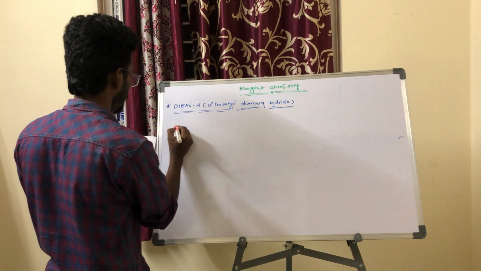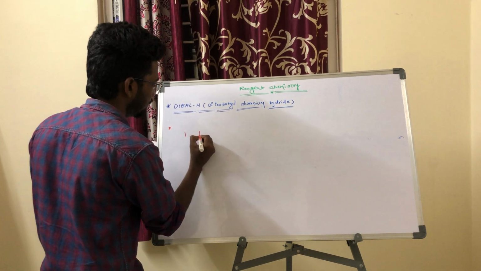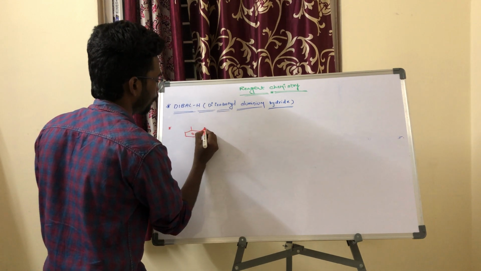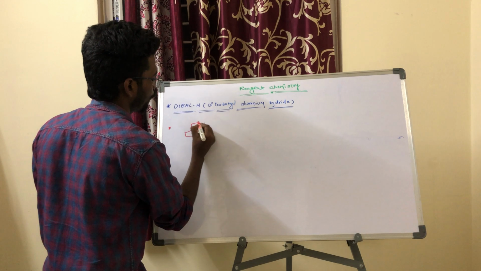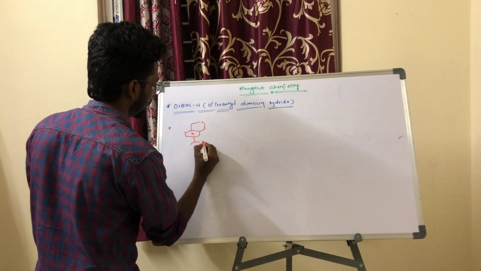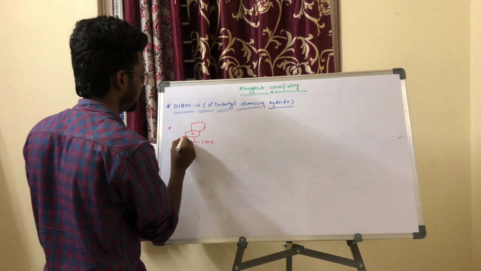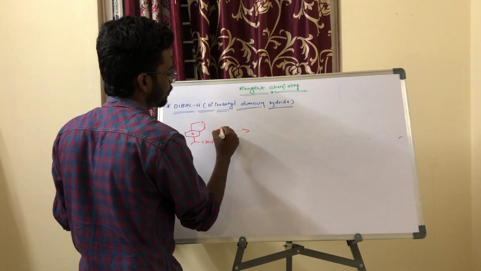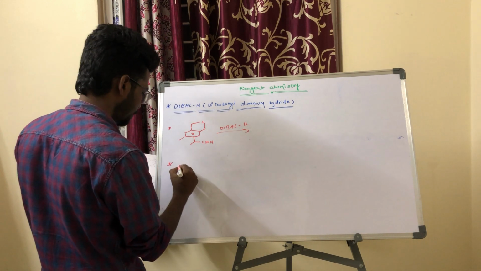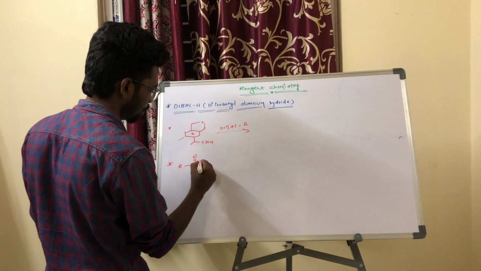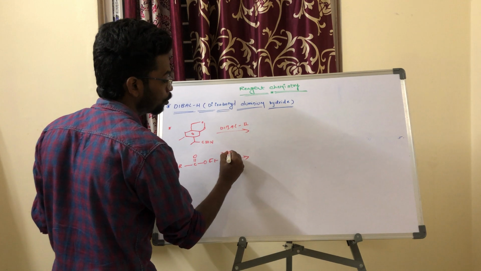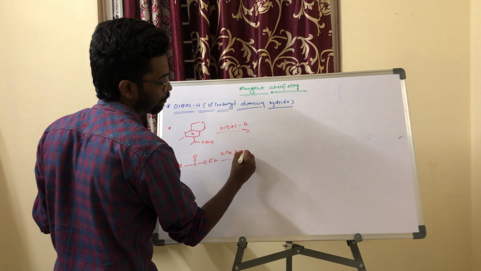So here, this is a 6-membered ring. Here you have one cyanide group, right? It is treated with DIBAL-H. And one more, here we have one ester compound. It is treated with 2 equivalents of DIBAL-H.